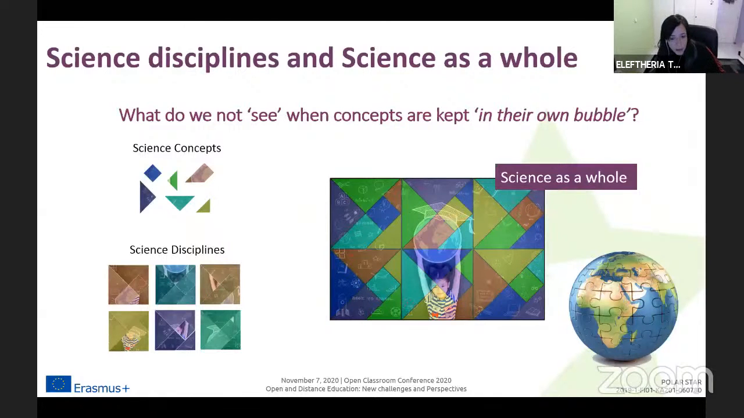We're missing the part where each of these disciplines is there to describe the same thing, which is our world. So what we're trying to do with science as a whole is to, regardless of whether your educational system focuses on science disciplines separately or not, make sure that our students understand the bigger picture behind all science disciplines. And we're basically doing that through the big ideas of science.